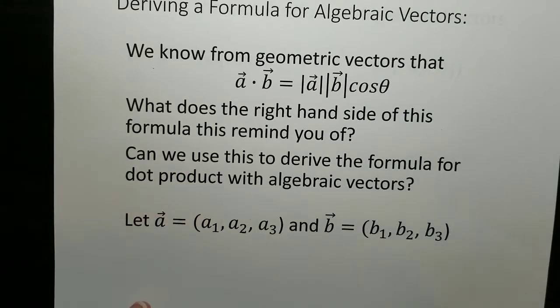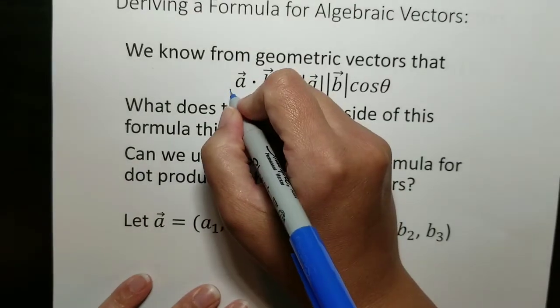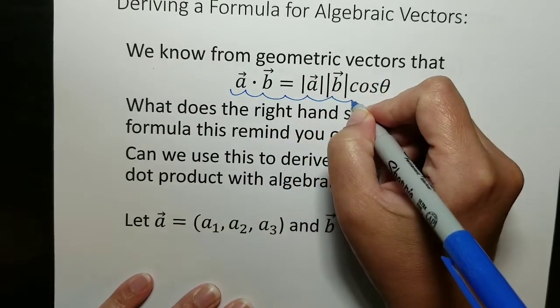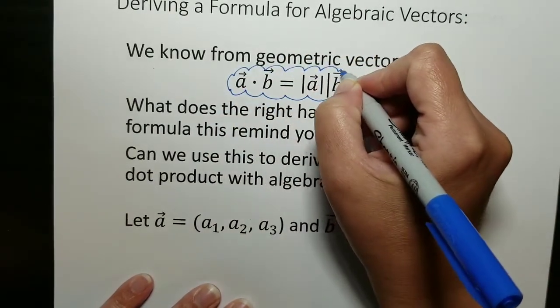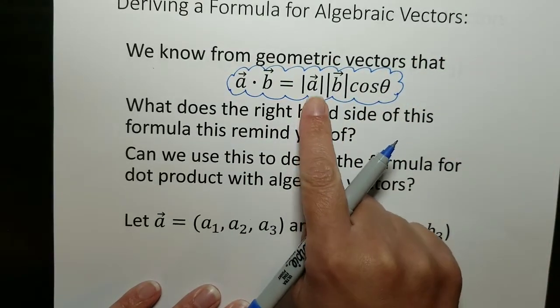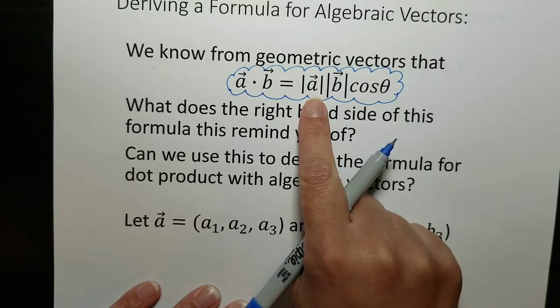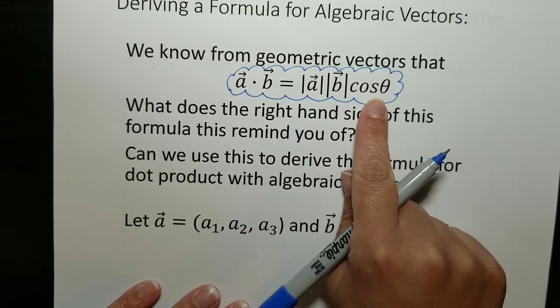So we're going to take a look at the formula we had yesterday. This is the formula for dot product. We're just going to combine together some other prior information. So with geometric vectors, we know that this dot product is the magnitude of A times the magnitude of B times the cosine of the angle between them.